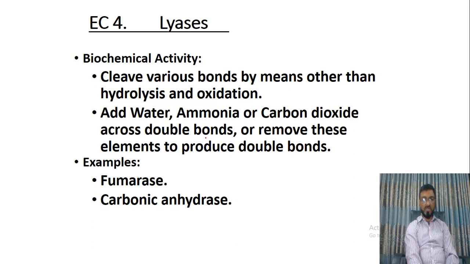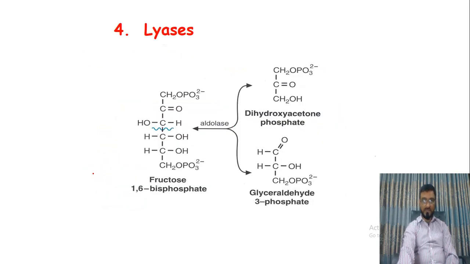So water, ammonia, carbon dioxide, different kinds of substances can be added across a double bond, breaking down the double bond so that valency is free. Now these substances that can be added at that double bond can also be removed to produce the double bonds. So both functions are performed by these lyases: they can add the double bond or break the double bond. Various examples: fumarase, carbonic anhydrases.